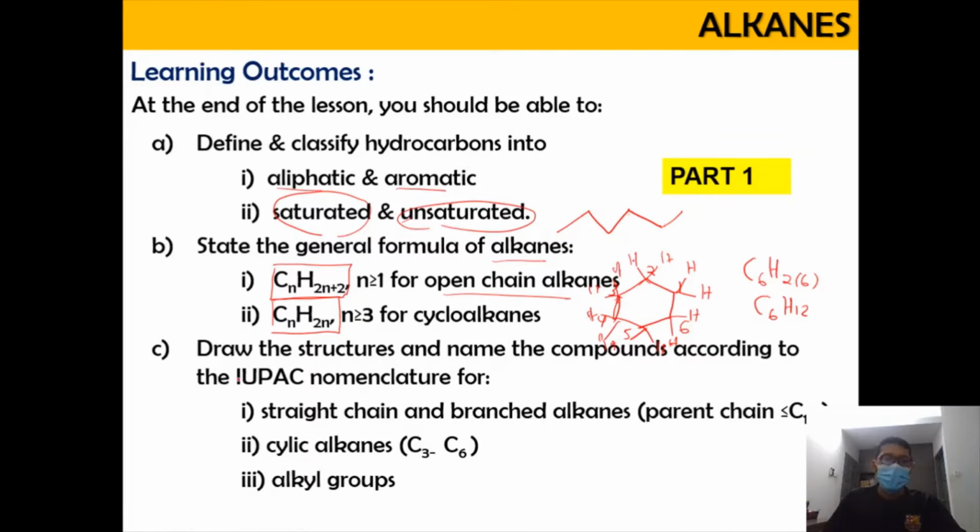Alright, and after we learn that, we're going to draw the structure and name the compound according to the IUPAC nomenclature. Nomenclature here means naming. IUPAC means the International Union of Pure and Applied Chemistry, where I refers to International and U refers to Union. So we're going to do the naming for the straight chain and branched alkanes, as well as for the cyclic alkanes, and as well as the alkyl group. For cyclic alkanes, we're going to look at that in the next part of the video. So without any further ado, let us start.